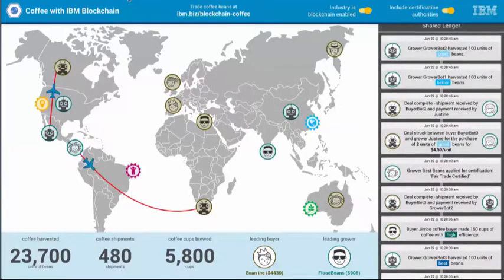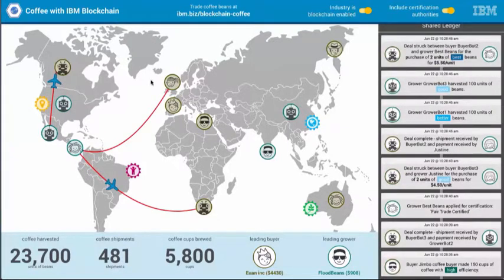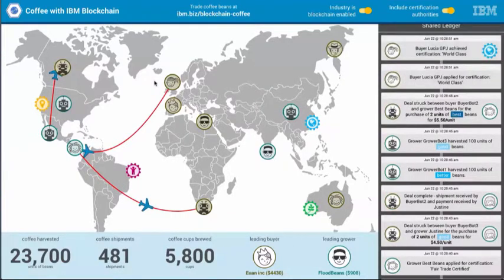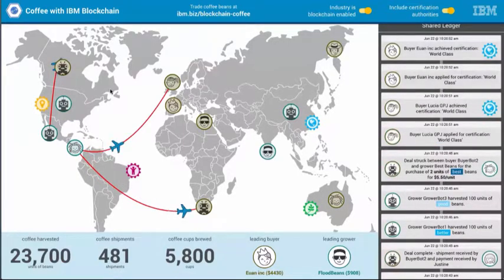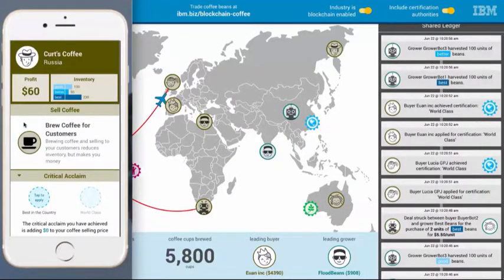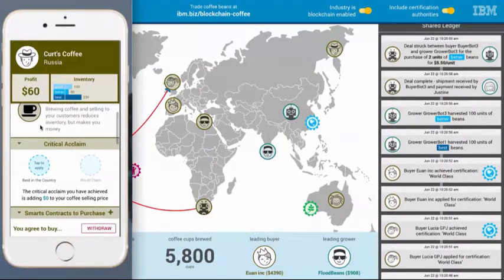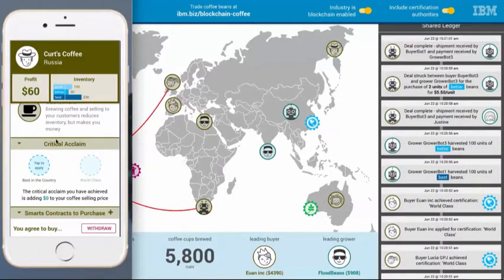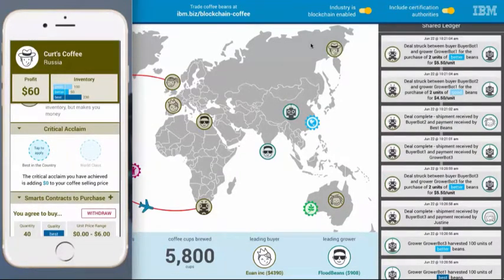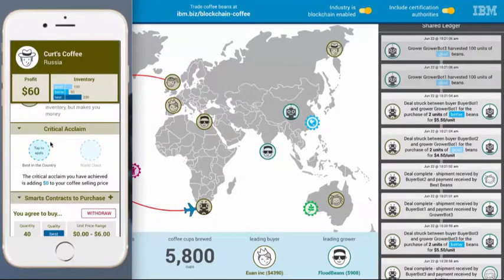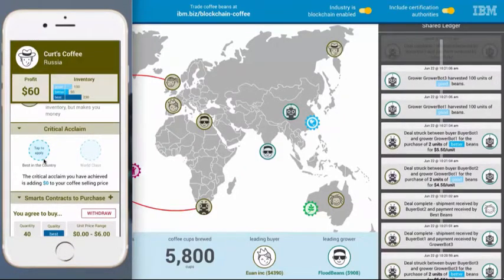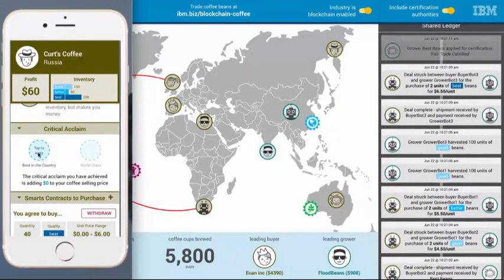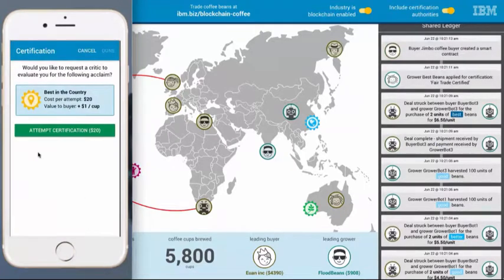Now, on the buyer side, these are folks that are converting beans into cups of coffee for customers. Certification actually looks like having a food critic come in and evaluate whether or not you've got great tasting coffee. So for example, we think of the critical acclaim. Here on mine, when I flip that switch up on my mobile app, this new section pops up, and I can apply for my best in the country certification.